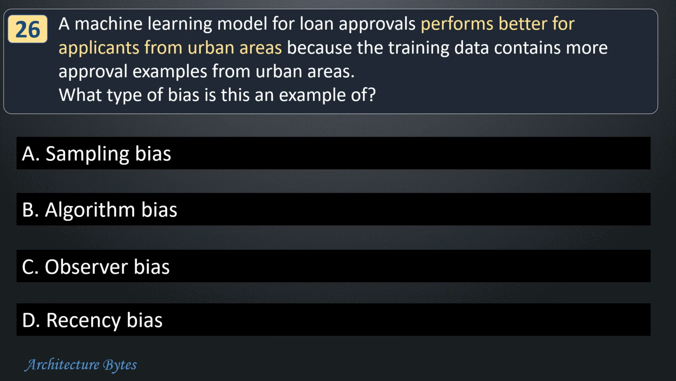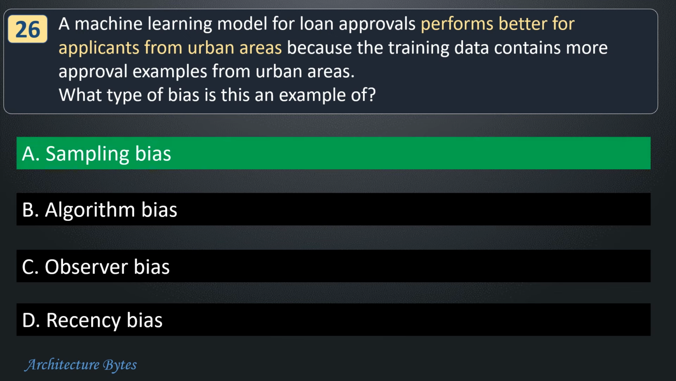A machine learning model for loan approvals performs better for applicants from urban areas because the training data contains more approval examples from urban areas. What type of bias is this an example of? Option A, sampling bias, B, algorithm bias, C, observer bias, or D, recency bias.